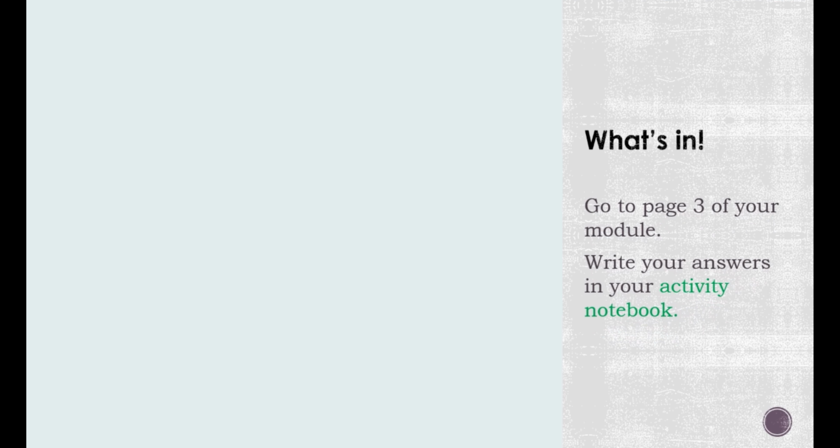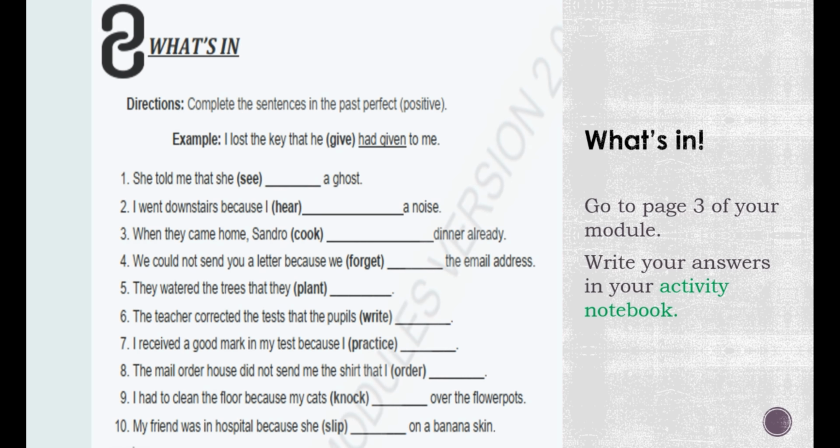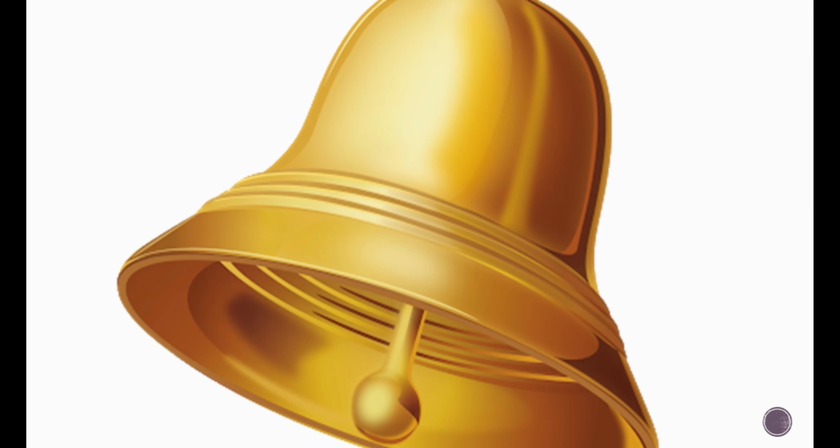Let's have more activities that have something to do with our lesson today. This time, let's answer together what's in page 3. Complete the sentences in the past perfect positive. Like in the example, I lost the key that he gave to me. Write the past perfect of give, and that will be had given. Are you ready to answer the rest? Let's go!